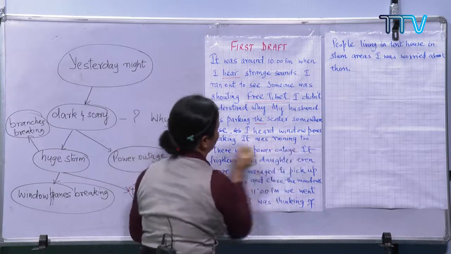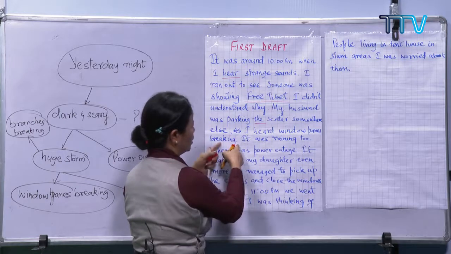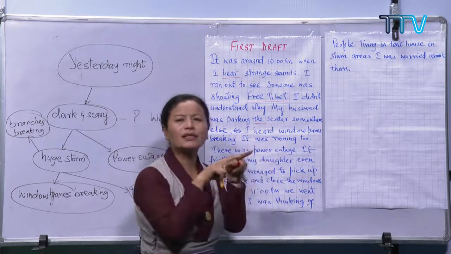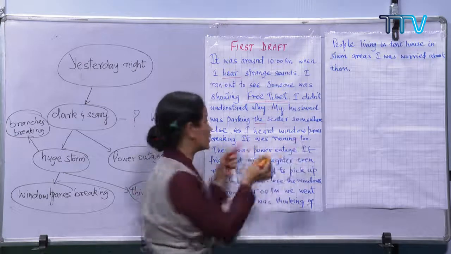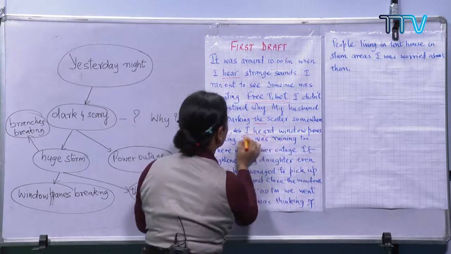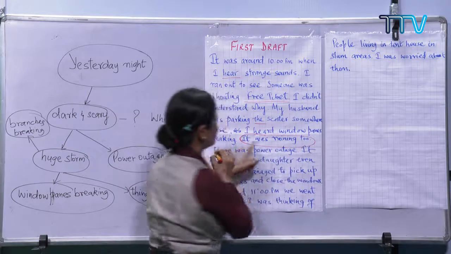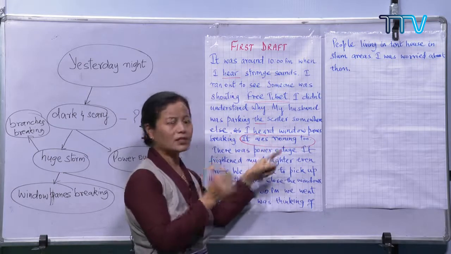So what do we need to do here? I heard the window panes breaking. It was raining too. We don't see a connection here, so we need to shift this sentence somewhere else, isn't it? So, okay, let's mark this: "It was raining too," so that we can shift this sentence somewhere else.